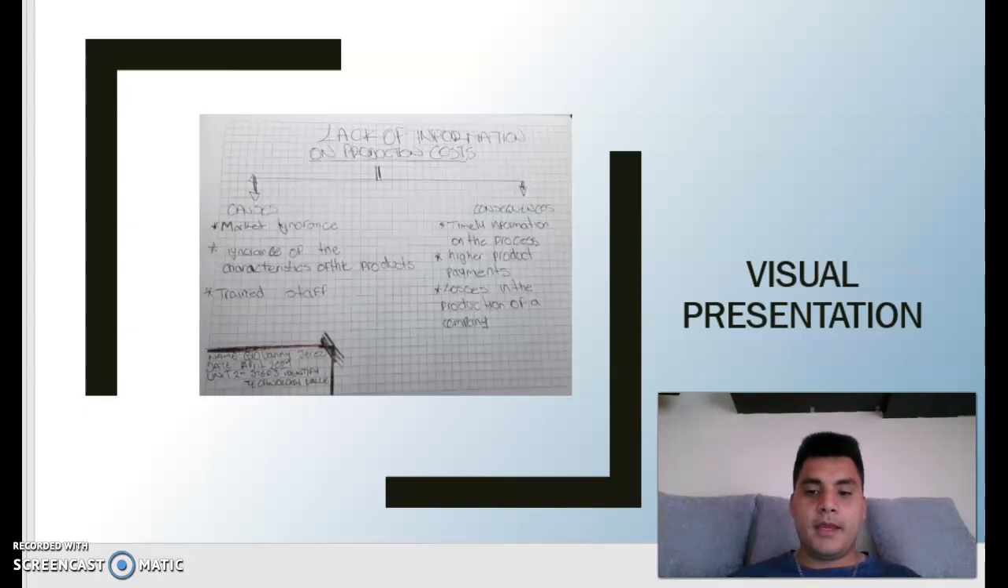Consequence, timely information of the process, higher product by mode, and loss in the product of the company.